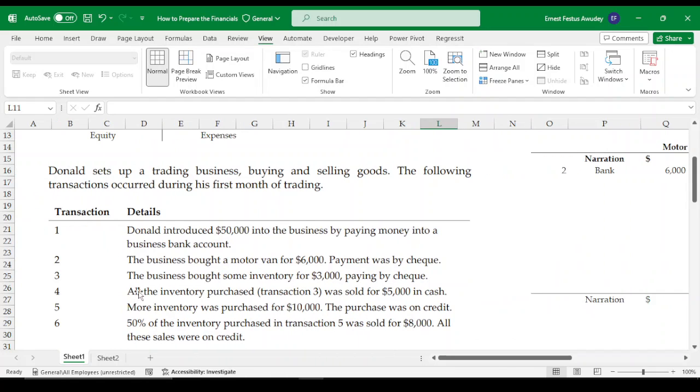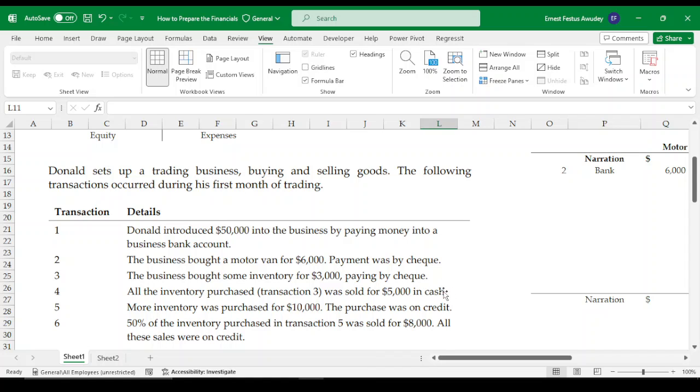when we bought inventory, we said we are going to record it in the purchases account. Therefore, the opposite is true for the sales account. So here the inventories have been sold. Therefore, we are going to have a sales account, and the corresponding entry is not going into the bank account anymore. It's going to be recorded in the cash account.